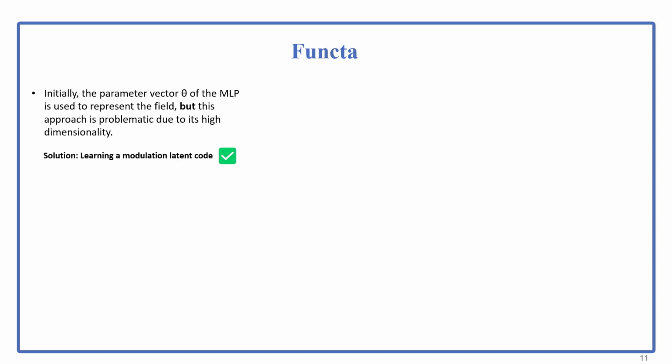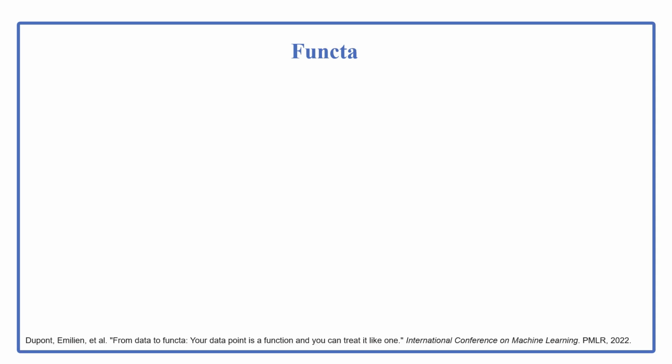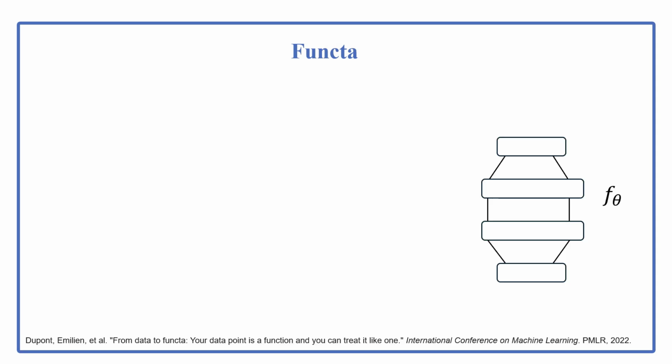But the problem is that the weights of those MLPs are high dimensional. So you cannot easily use the weights for your downstream task. So we want to be more efficient. That's the solution that Functa proposed, learning modulation data. But what is it? In Functa, imagine we have an MLP function called f theta.